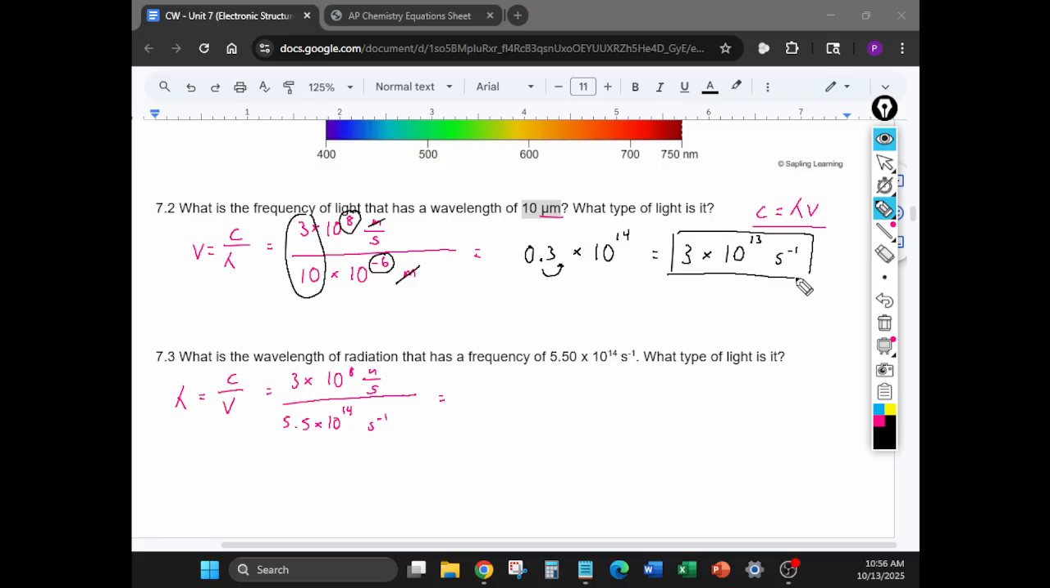So again, the scientific notation might be the part that's a little bit tricky, might trip you up. But just make sure that you're comfortable with the scientific notation rules.